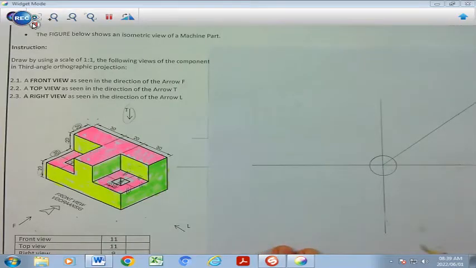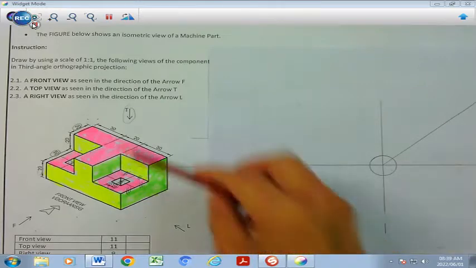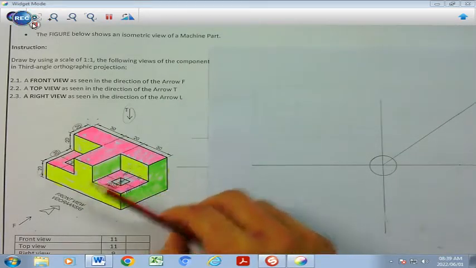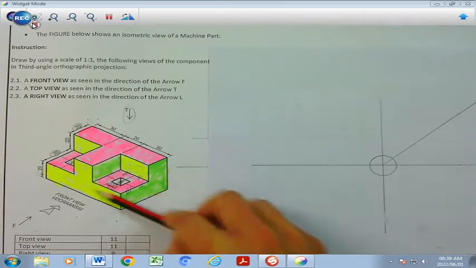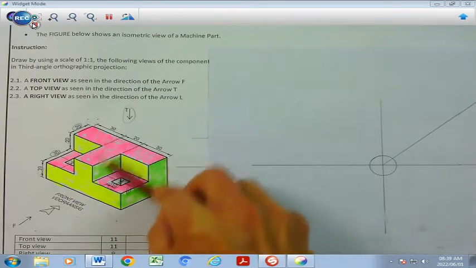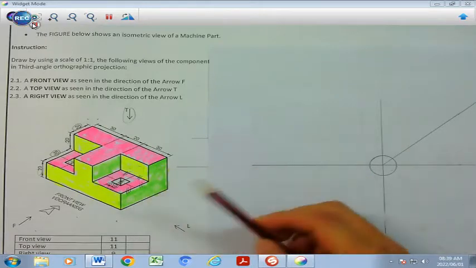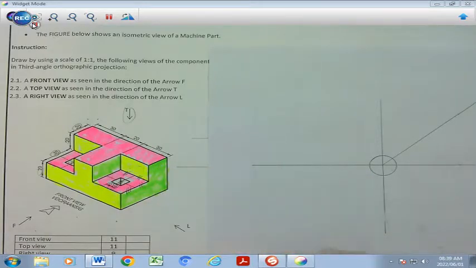We continue with question number 2, which is a machine drawing. So you are given a 3D drawing on your left hand side, and I've already taken the liberty of coloring in the front view in yellow, the top view in pink, and the right view in green. And those are the respective views which you are going to draw in these respective spaces on your right hand side.